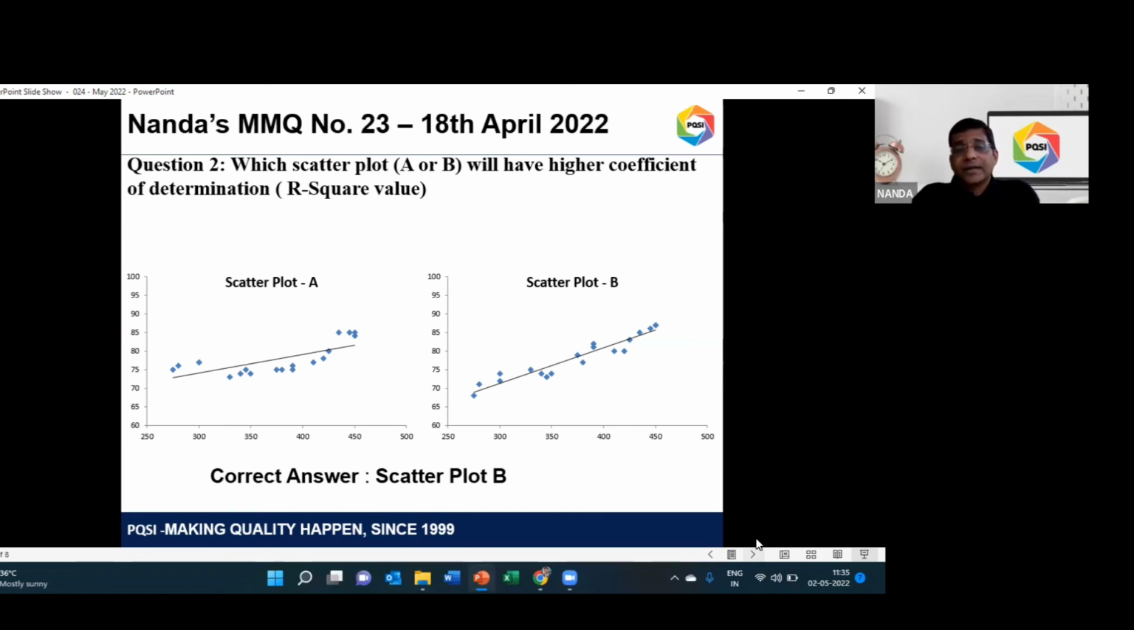A coefficient of determination of greater than 75 is actually considered to be good. But in this case, of the two, which one has a higher coefficient of determination? Certainly scatter plot B will have a higher R-square value. So the correct answer is scatter plot B.